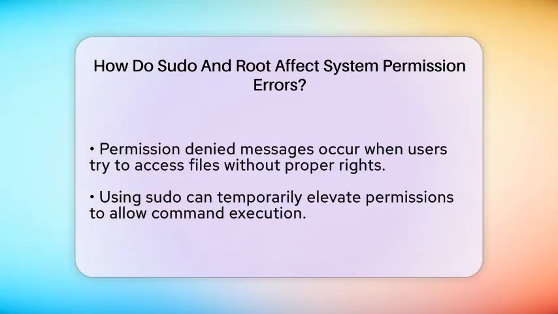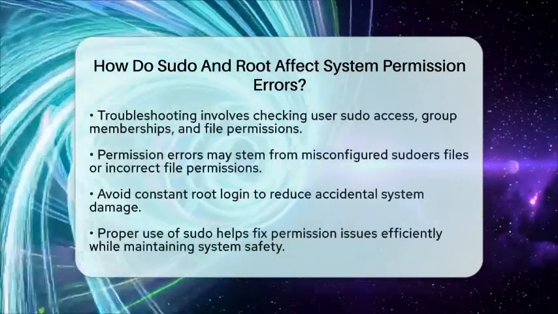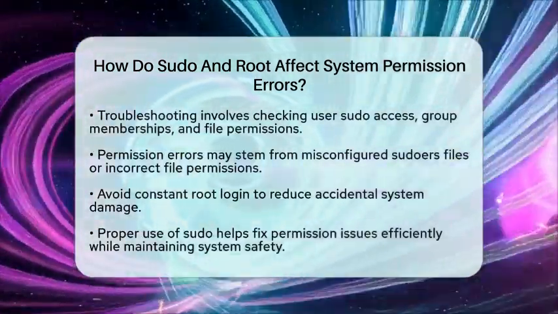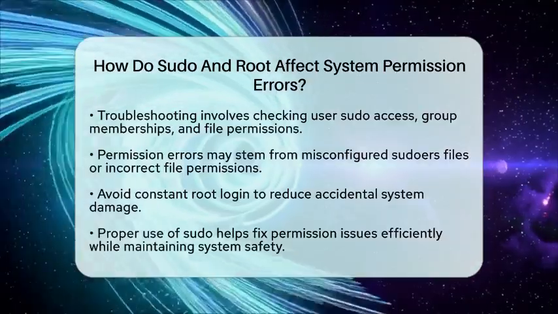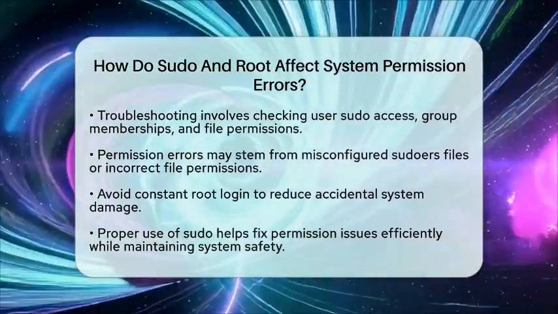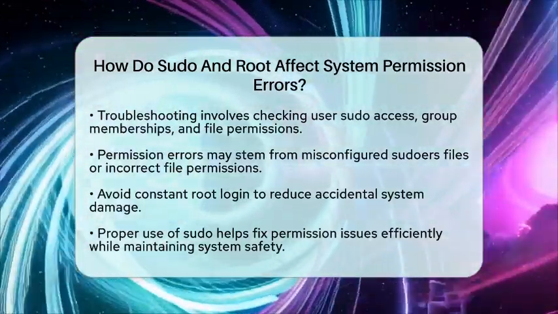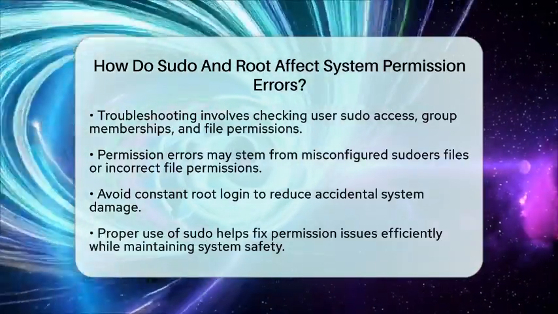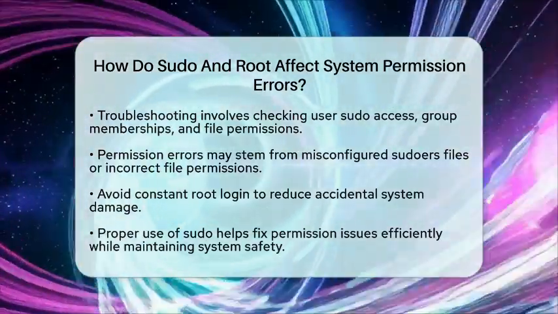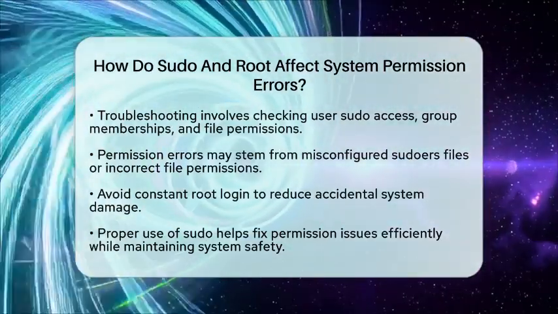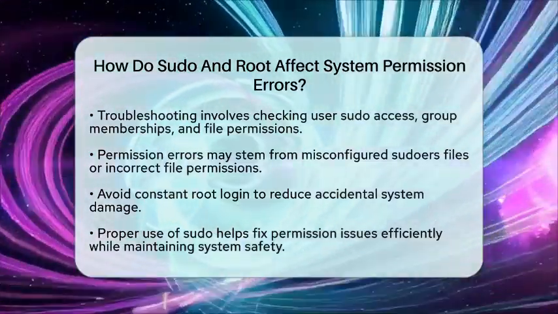So, understanding when to use sudo and when to operate as root is key to fixing permission errors efficiently. If you encounter a permission error, first check if your user has sudo privileges. If not, you might need to ask an administrator to grant you access or adjust the permissions yourself if you have the rights. Always double-check the permissions on the files or directories involved.